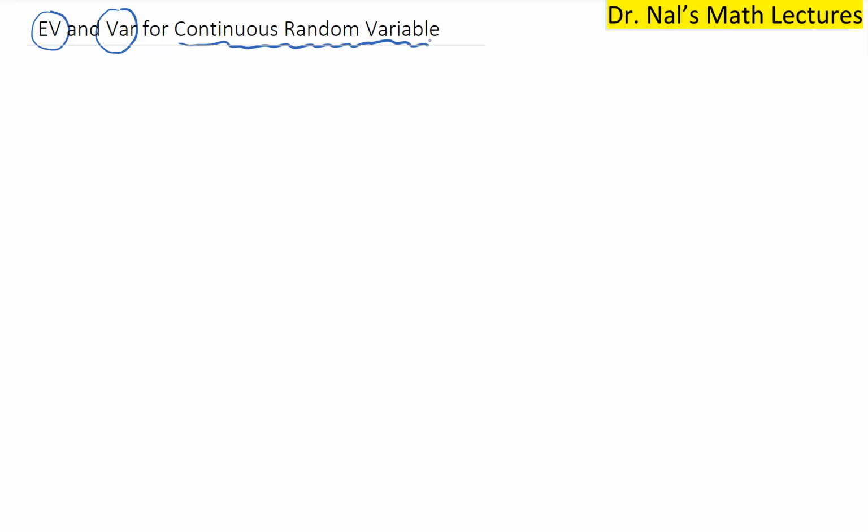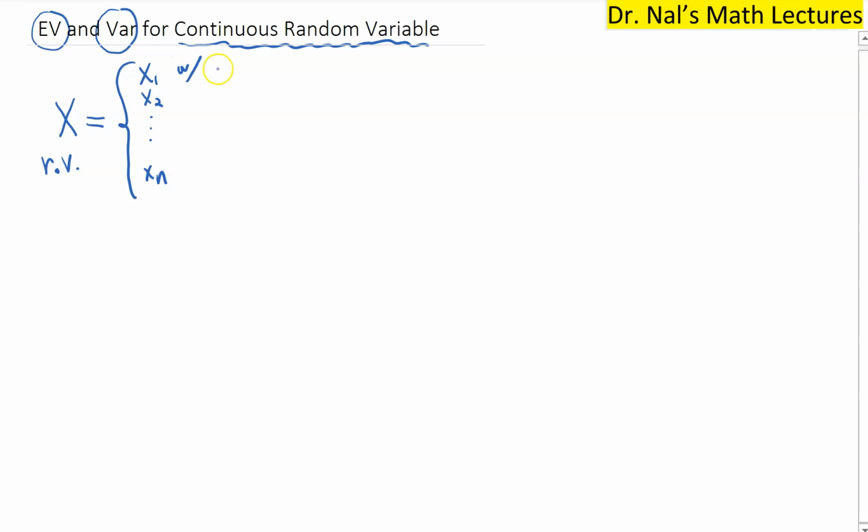In the case of a discrete random variable, let me remind you, if X is a random variable, it only takes finitely many values, x1, x2, and so on, xn, each one with certain probabilities. Let's say P(x1) = p1, P(x2) = p2, where p1, p2 are just numbers, with P(xn) = pn.